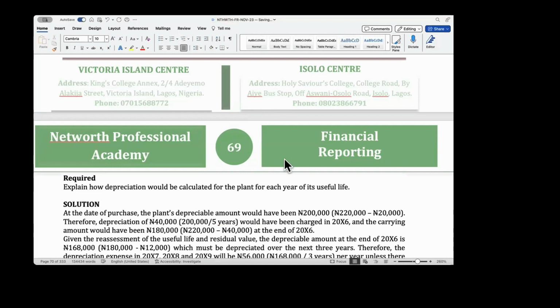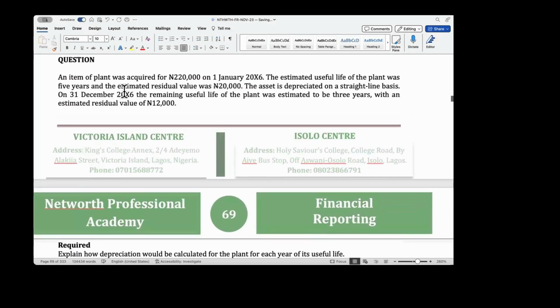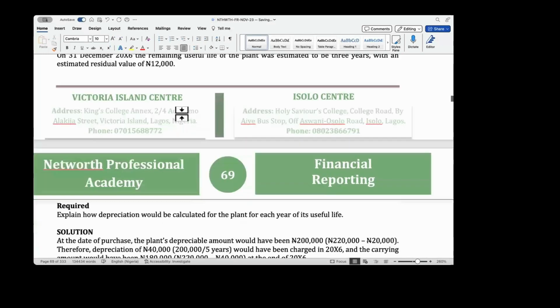Correct. Okay, good. So that means at the end of 2006, the carrying amount of the asset, which is always cost minus accumulated depreciation, will be the cost of 220 minus the depreciation we charged, which is 40. That gives me my carrying amount at the end of 2006 to be 180,000. Good. Now, remember, they said at the end of December the useful life is now 3 years and the residual value is now 12,000.